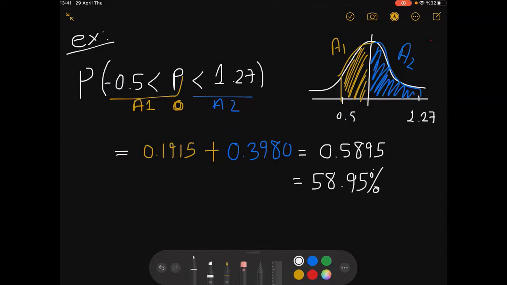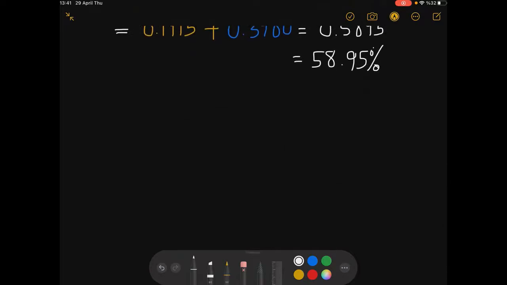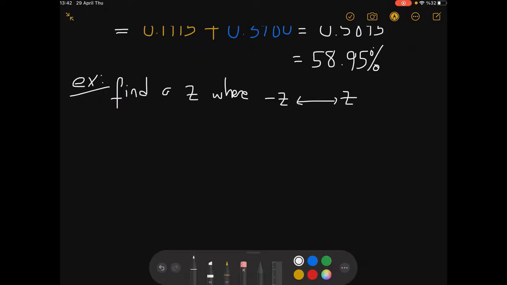All right, let's just solve another example here, again taken from your textbook. Now find the z, this time a reverse question. Find the z where the area or the probability from minus z to plus z is 0.95.